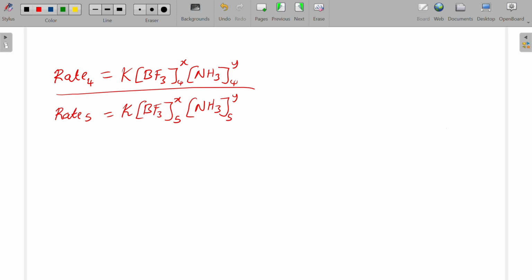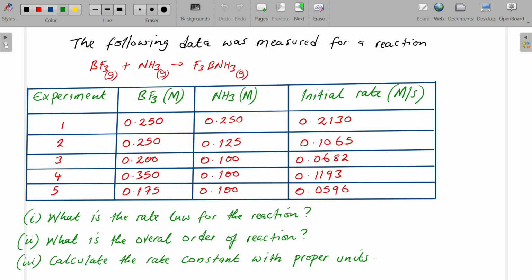So now we go on rate number 4, we replace everything. When we mean replace everything, it means whatever you have on rate number 4 here, you replace. This is rate number 4.